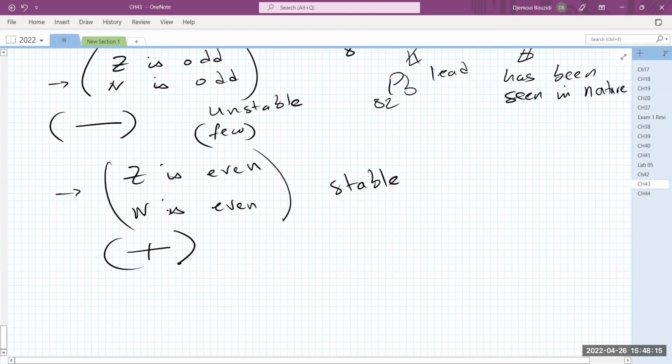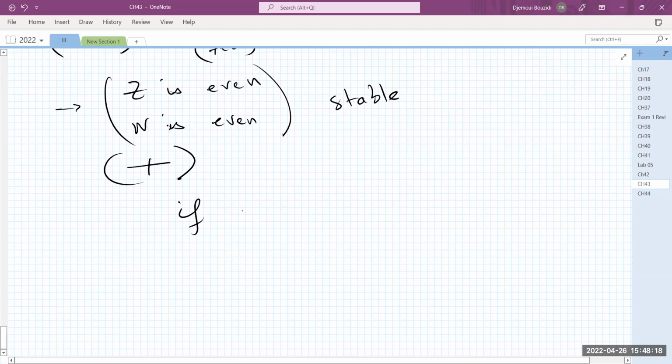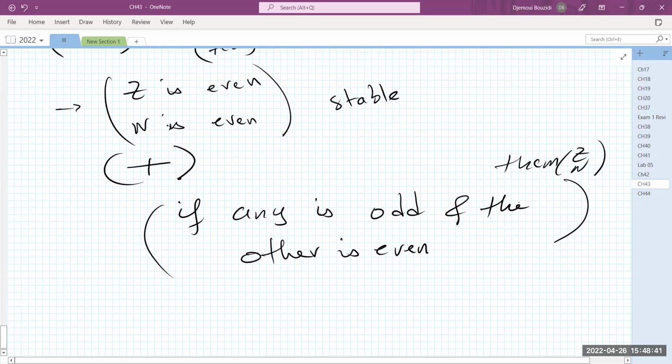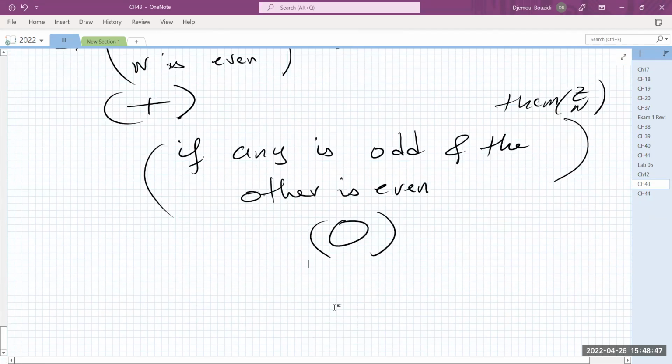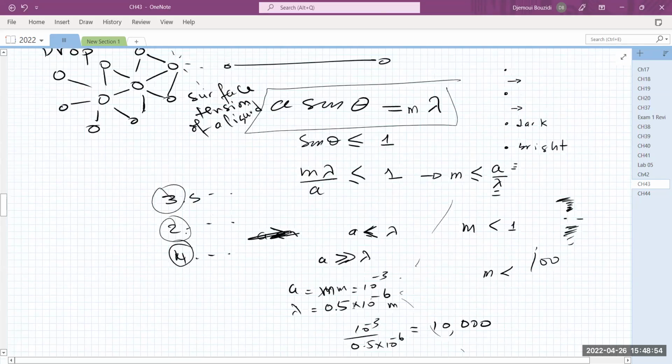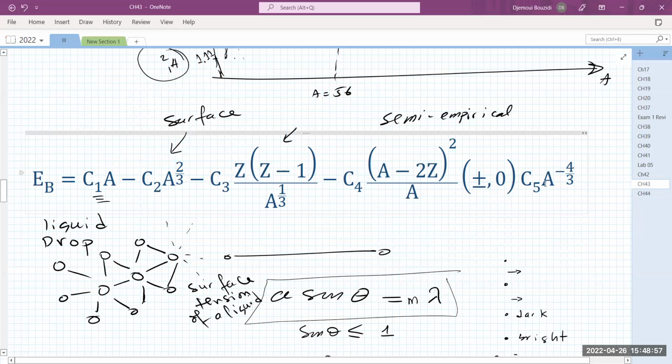Now, if any one of them is odd and the other is even, what I mean by them is Z and N. Any one of these two is odd and the other is even, then in this case, you don't add the term altogether. It doesn't come in at all. So you just put a 0 there times whatever you have in there. In other words, don't count it.